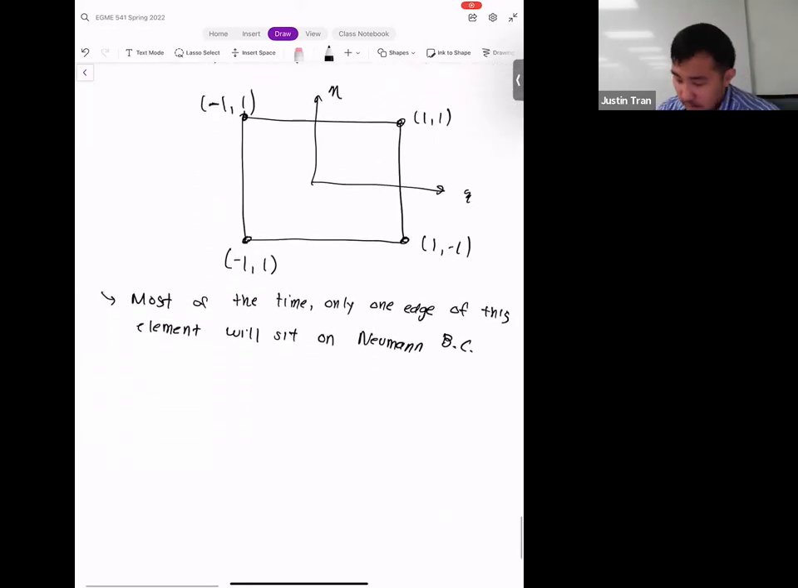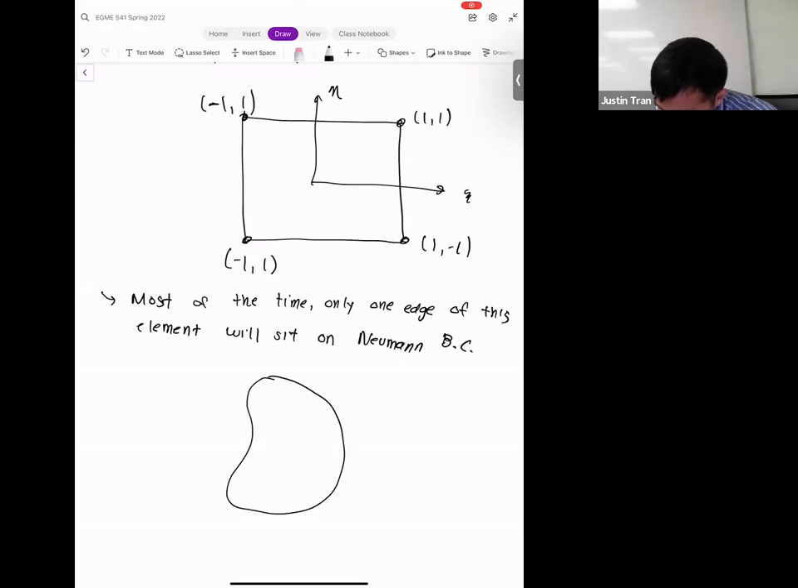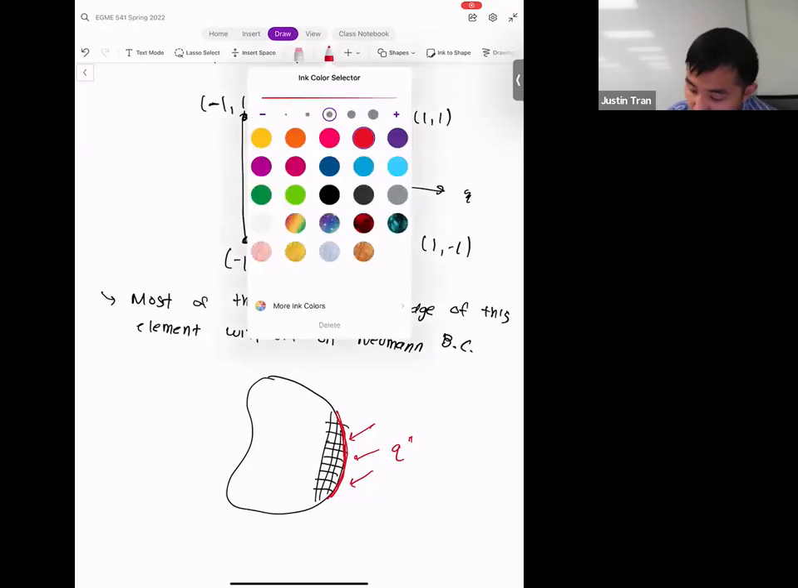Let me illustrate that for you. Let's say that we have an arbitrary structure like this, and let's say we have elements that look like this. I'm trying really hard not to put my palm on my iPad. On this edge right here, we're applying a heat flux Q. So that's the Neumann boundary, that heat flux.